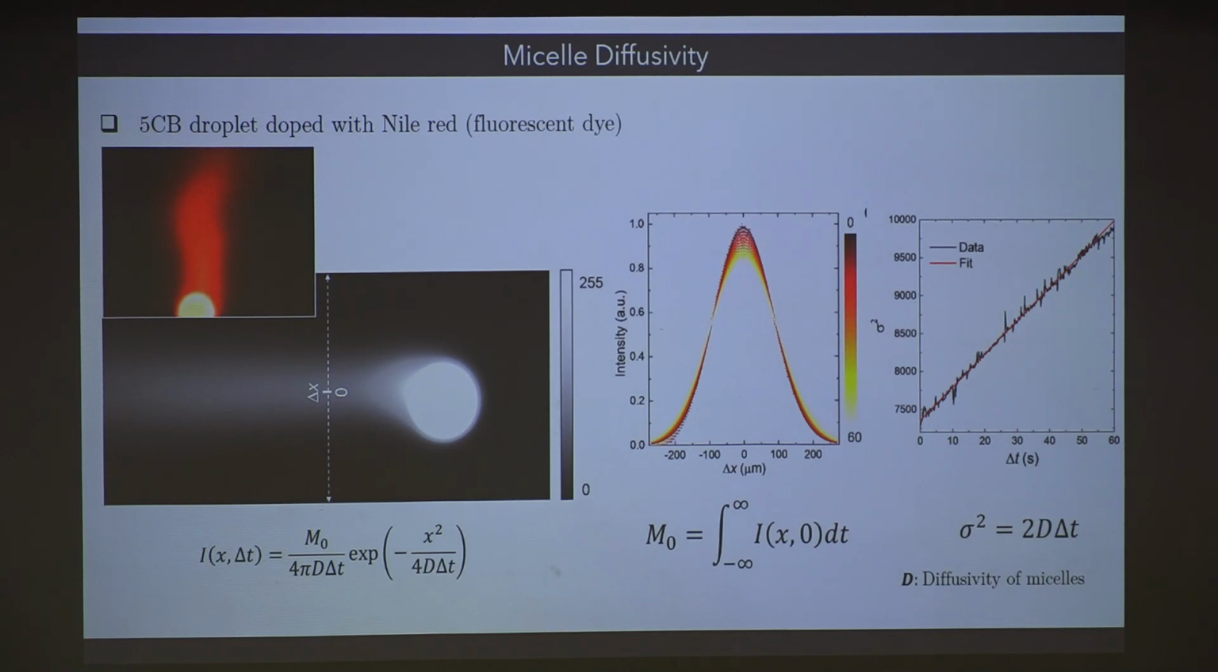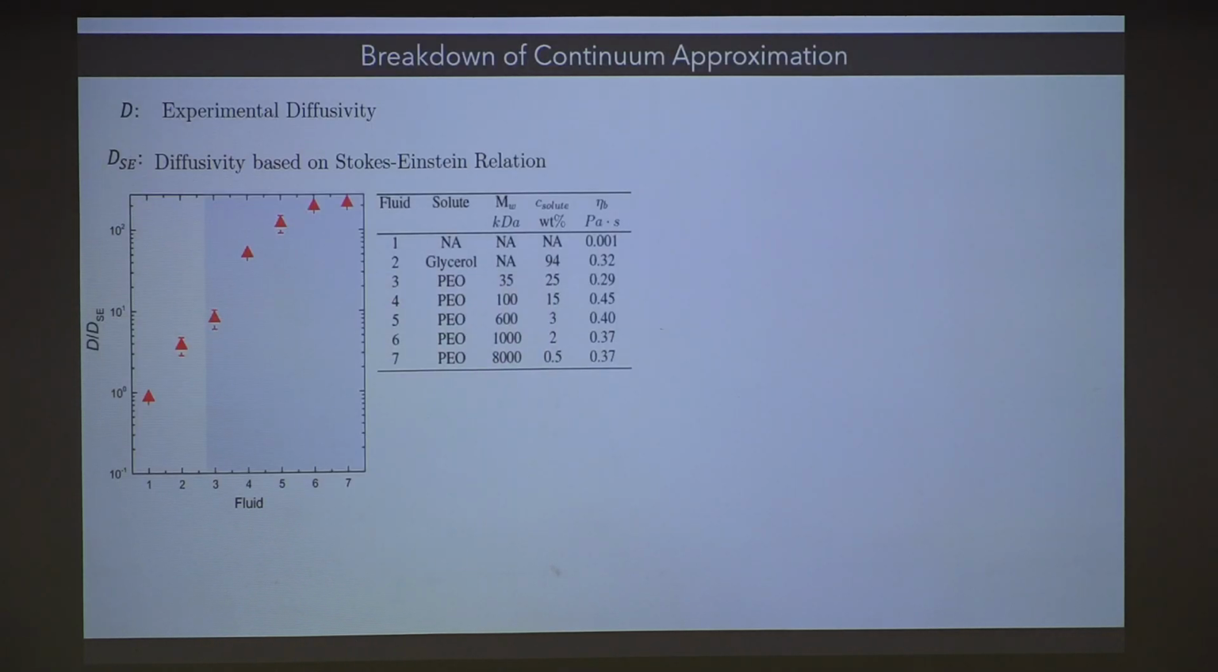I will not go into the details. But once we have that diffusivity value and we compare it with the Stokes-Einstein value, which is what we used earlier to calculate it theoretically, we find that if I plot the ratio of these for different systems, it is actually not 1. Instead, for higher and higher molecular weights of polyethylene oxide, we observed that the diffusivity was much larger than the Stokes-Einstein prediction.